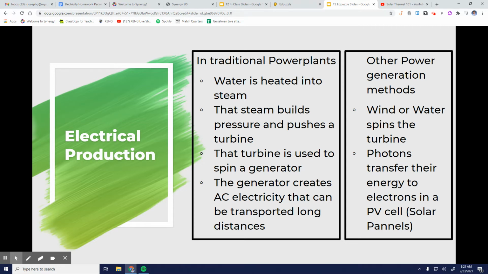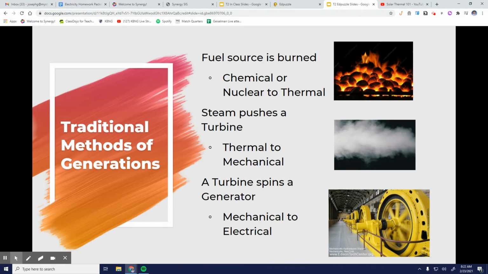There are other methods. Wind and water are used to spin the turbine instead of that steam. And then there are some other things like solar that use photons, and they transfer their energy to the electrons inside of a solar panel. We'll talk a little bit more in detail about how those work.